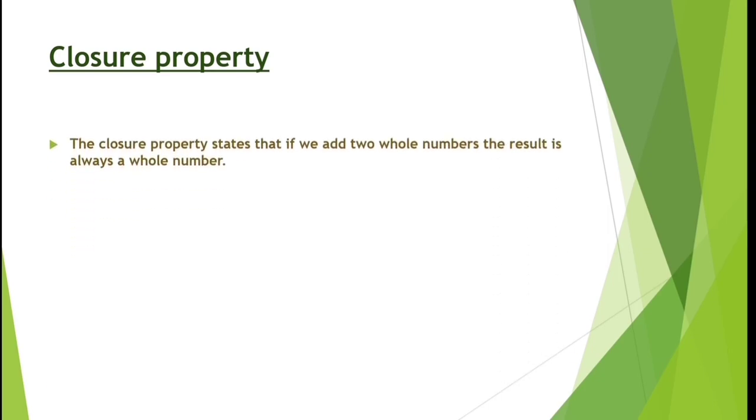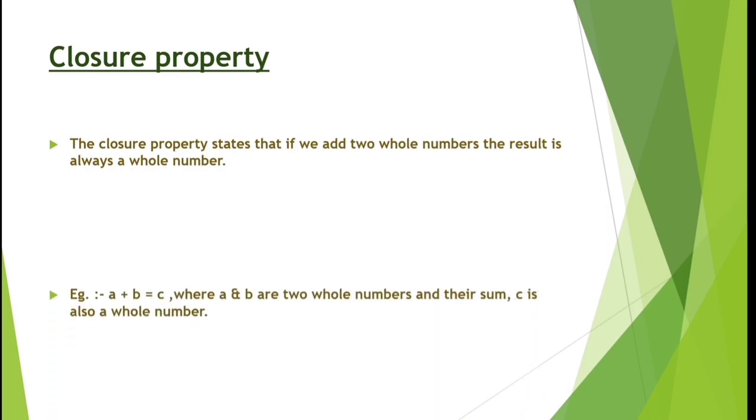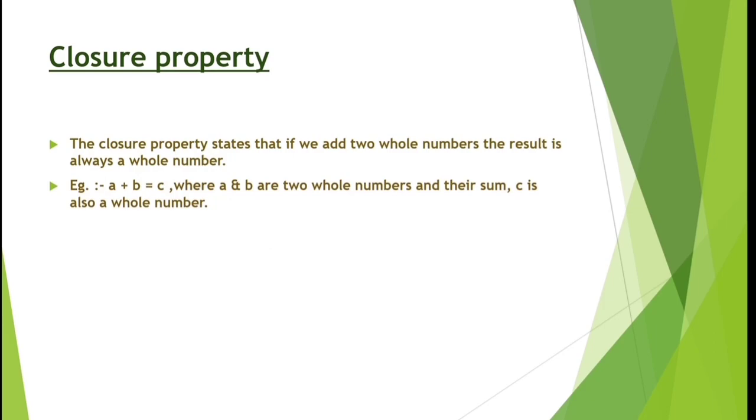Closure property. The closure property states that if we add two whole numbers, the result is always a whole number. For example, suppose you add A to B and the result is C, which means here A and B are two whole numbers and their sum, that is C, is also a whole number.